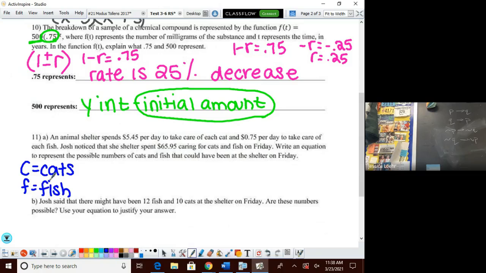Then you're attaching the price. So it's $5.45 for each cat plus 75 cents for each fish equals the total amount they spent, which was $65.95. Cat price goes with the cat variable. Fish price goes with the fish variable. So that was part one, just to create the equation.